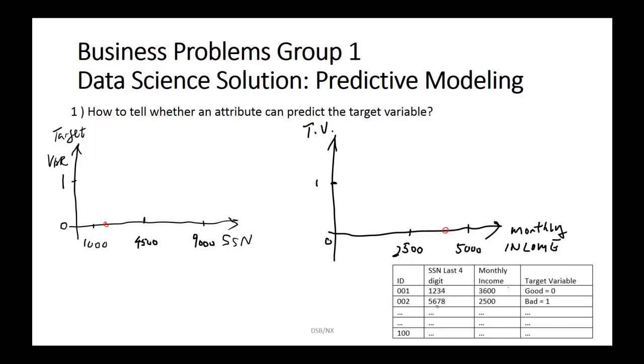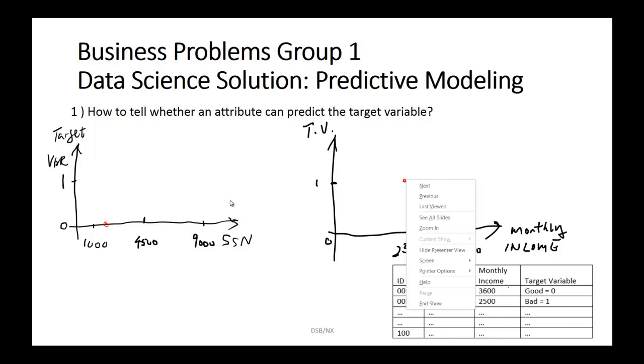Let's look at the second person. The target variable is 1, therefore it should be somewhere in this horizontal line at the value of 1. And again, the social security is 5, 6, 7, 8, therefore he or she should be somewhere here. And for the monthly income, it's 2,500. Again, the target variable is 1, therefore he or she should be somewhere here.